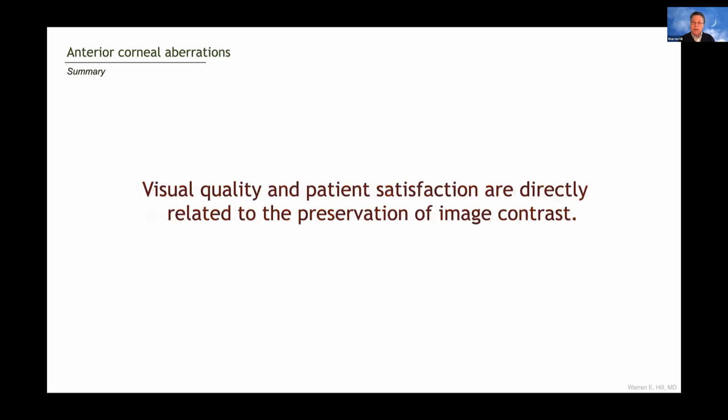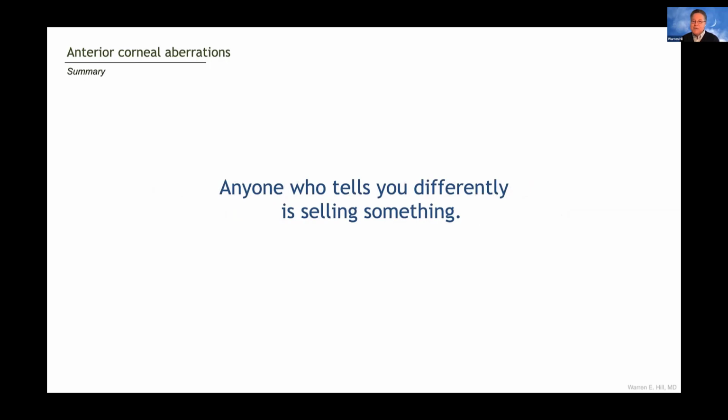Visual quality and patient satisfaction are directly related to the preservation of image contrast. This is a new concept for a lot of surgeons, to think about how we influence image contrast. And from the patient's point of view, image contrast is the whole game. That's what they're most interested in. And said in kind of a nice way, anybody who tells you something differently is probably selling something. This is about as accurate as it gets.